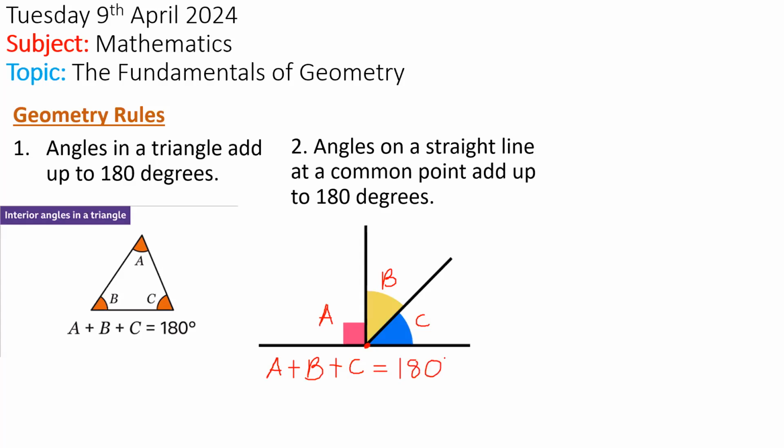So the first rule tells us that the angles inside of a triangle add up to 180 degrees. That's very important. The second rule tells us that if we have angles on a straight line at a common point, they're going to add up to 180 degrees. So A plus B plus C is going to add up to 180 degrees, all right?